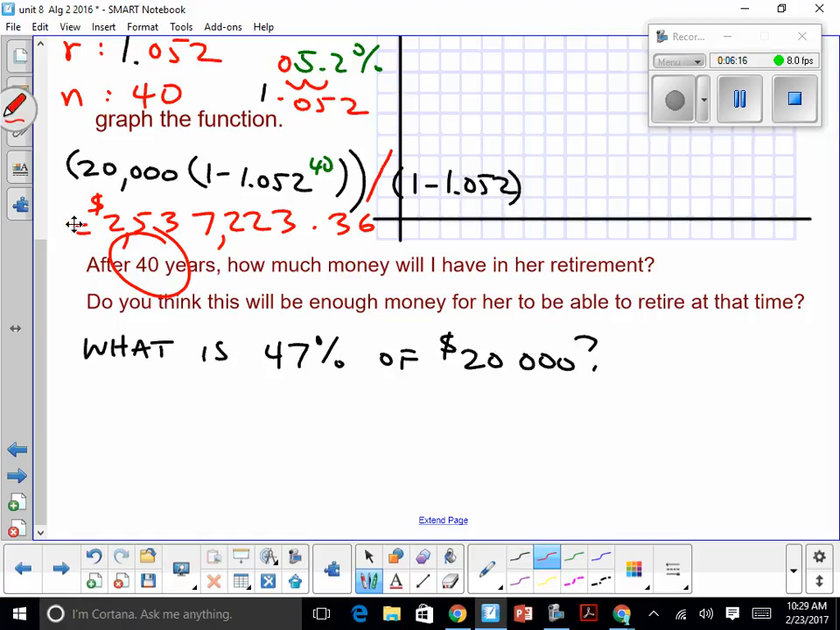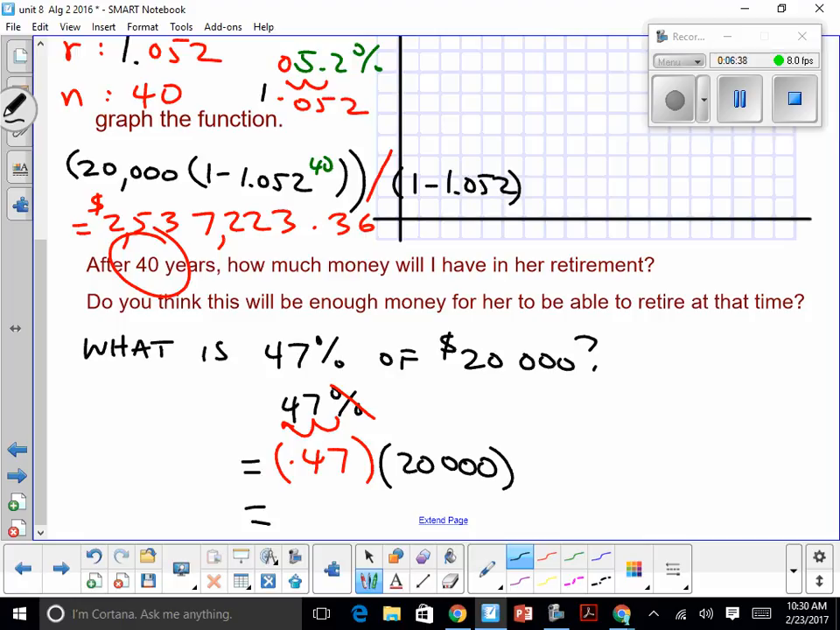change my 47% into a decimal, and then multiply that times 20 grand. And that is like 2 hours. This one I'm going to come around and we're going to check, but it's no big deal. So right now you should be typing, if you can type and talk. If you can't, write it down, and in just a moment I'm going to come around and check.